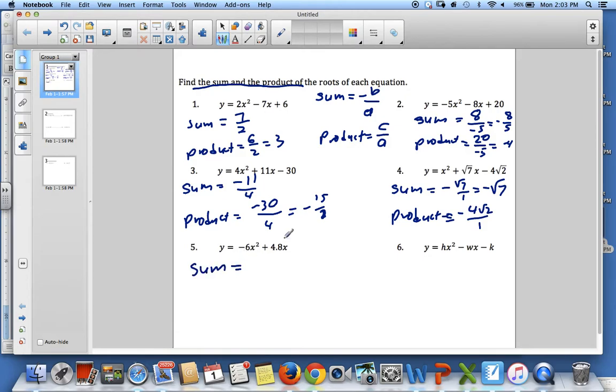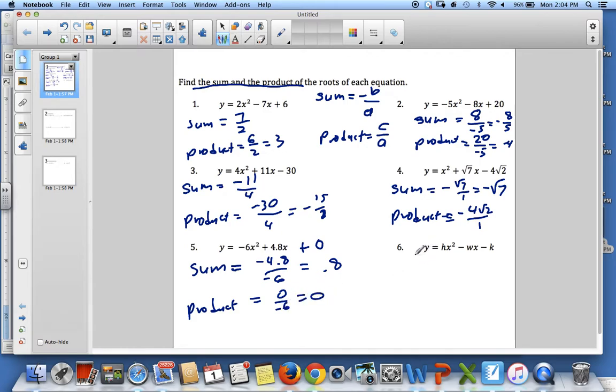This one's a little trickier. The sum is going to be negative b over a, where b is 4.8. C basically means plus 0, so c is 0. So the sum here is going to be negative 4.8 over negative 6, excuse me, which would turn out to be 0.8. And the product is going to be c, which is 0, over negative 6, or just 0.